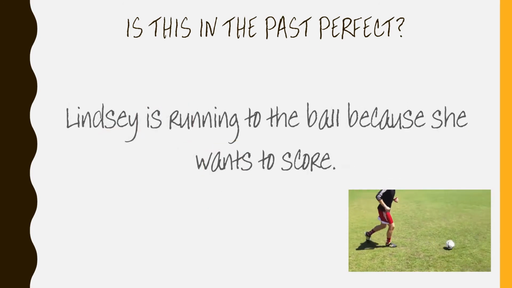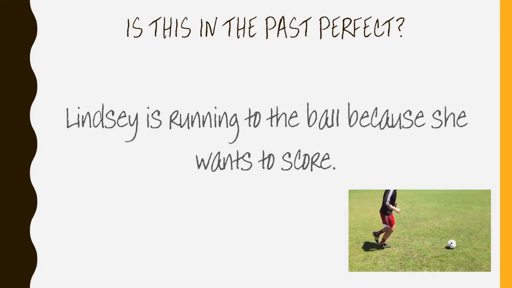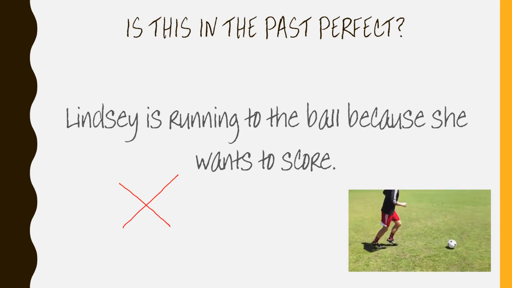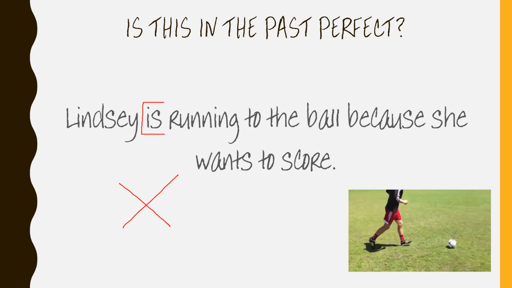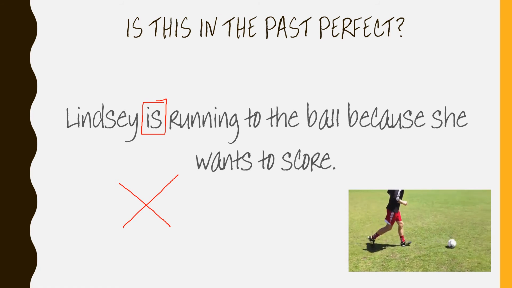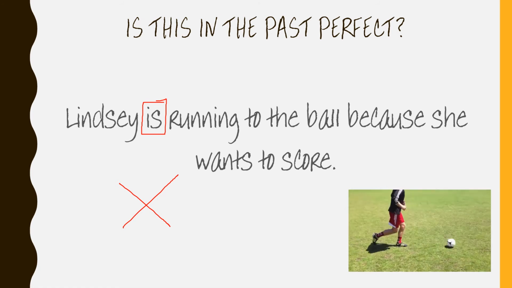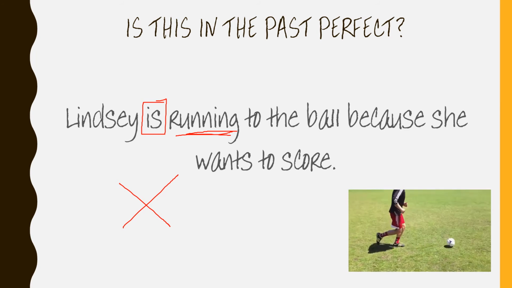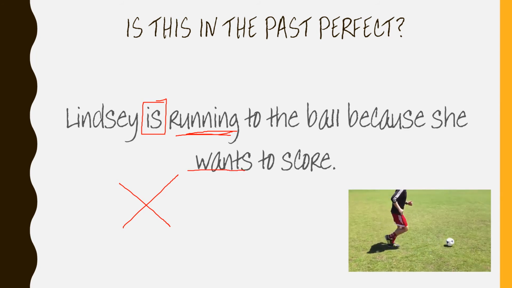Sentence number 2. Lindsay is running to the ball because she wants to score. Remember, we're thinking about the past perfect. Is it ding or ding? And this time it's a no, and the reason why is because it's not complete, it's not past, it's happening now, it's in the present tense. She's doing the action, the verb is in the present tense, running, she is currently doing it, she wants to do it, it's in the present tense. So, sadly, not a past perfect. Good effort.